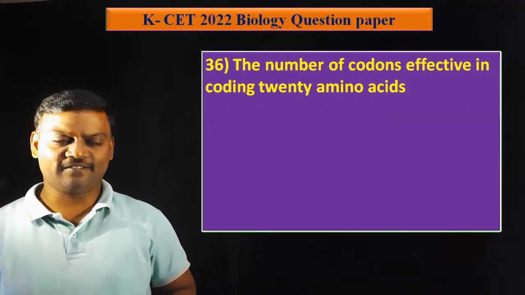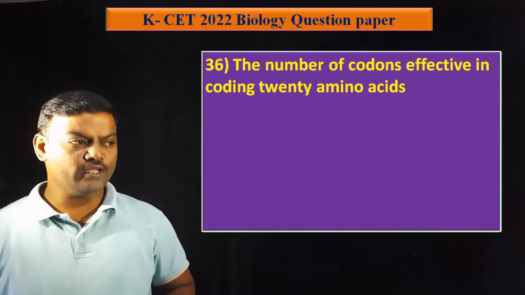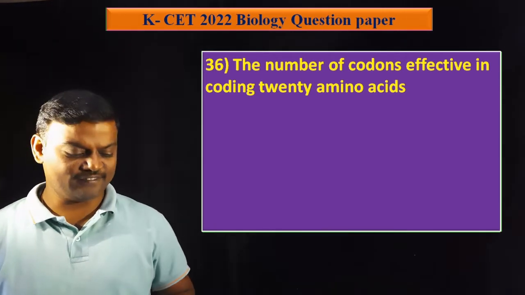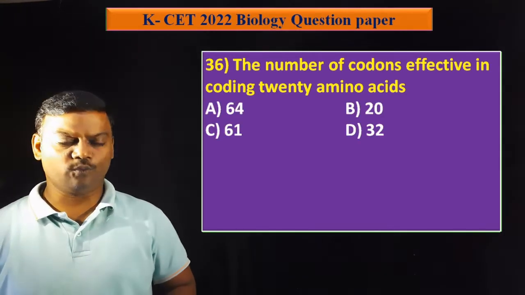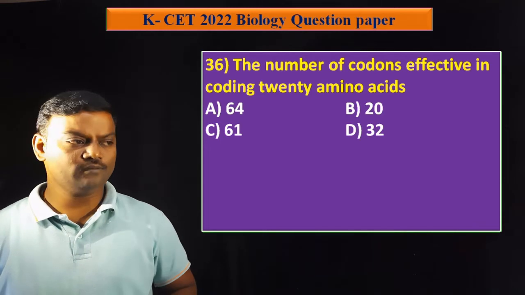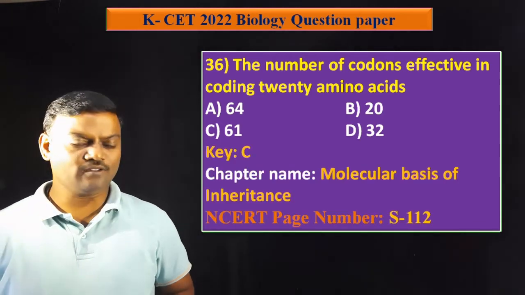Question number 36. The number of codons effectively coding for 20 amino acids: option A, 64; option B, 20; option C, 61; option D, 32. The correct answer is option C.